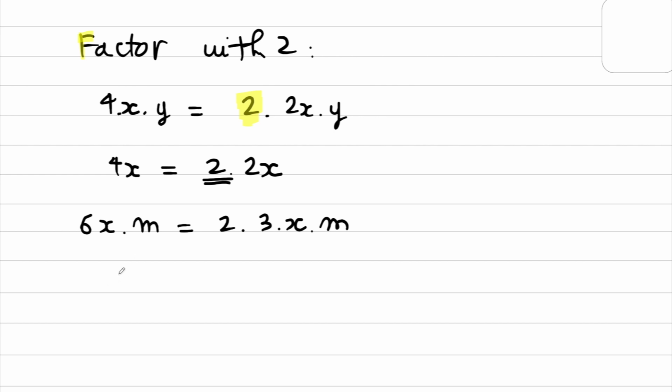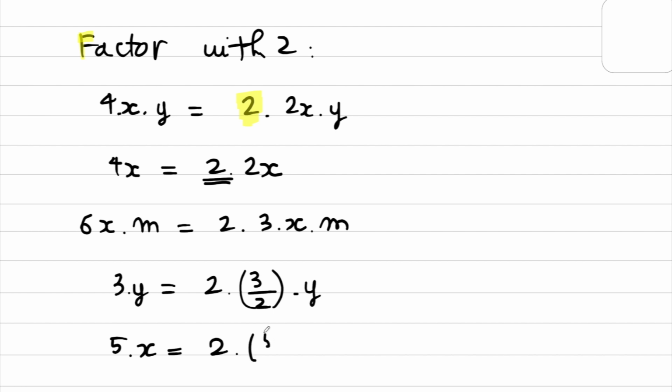How about odd numbers? 3y means you have 2 in the factor, and after that you have the fraction 3 over 2, because after taking 2 multiply 3 over 2, you can see that you have the factor of 2 in this case. Another one, 5 multiply x. This one will be equal to 2, I need 2 in the factorizing form, and now you have 5 over 2 multiply with x. Apply this factorizing technique to the next exercise.